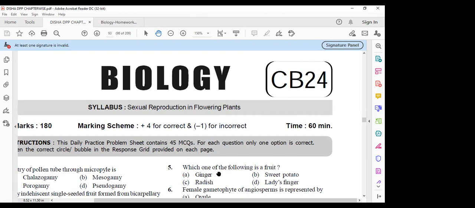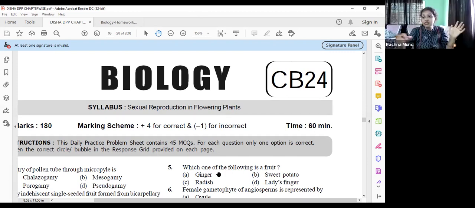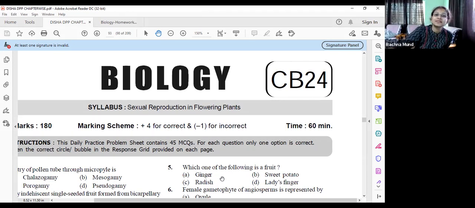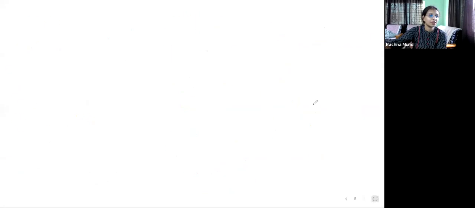Ginger is a rhizome. Lisa, your answer is wrong. Sweet potato is not the correct answer. Ginger is a rhizome. But what is a rhizome?